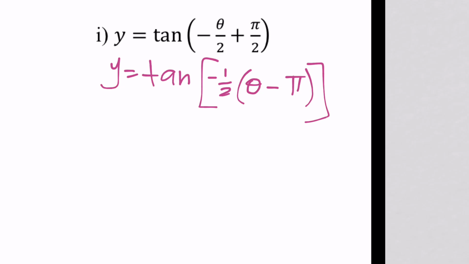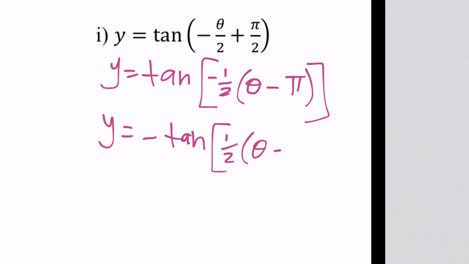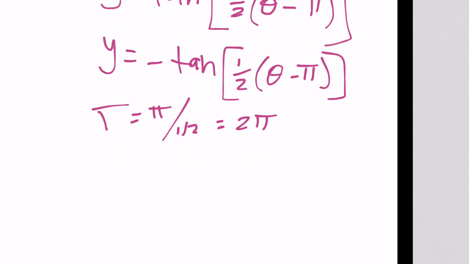Double negative. Cool, cool. Alright, well, tan is an odd graph, which means that negative comes out. So really, I have y equals negative tan of 1/2 times theta minus pi. What's my period? Well, my period is my normal period, which is pi for a tan graph, divided by that coefficient of 1/2. And so I actually get 2 pi as my period.